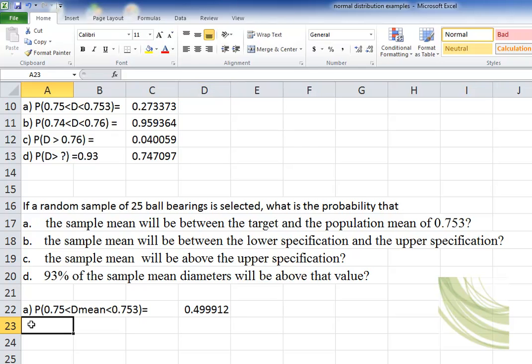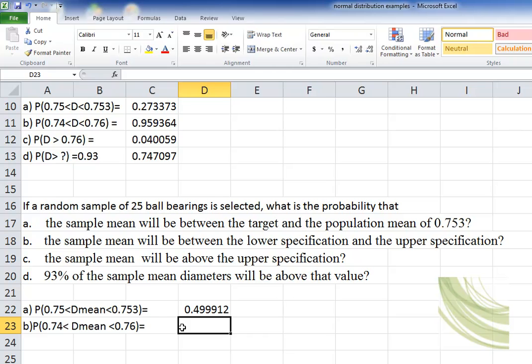Now part B, the sample mean will be between the lower specification and upper specification. So this question will be formulated as probability of low specification 0.74 less than sample mean less than 0.76. So we use the same formula as previous questions.